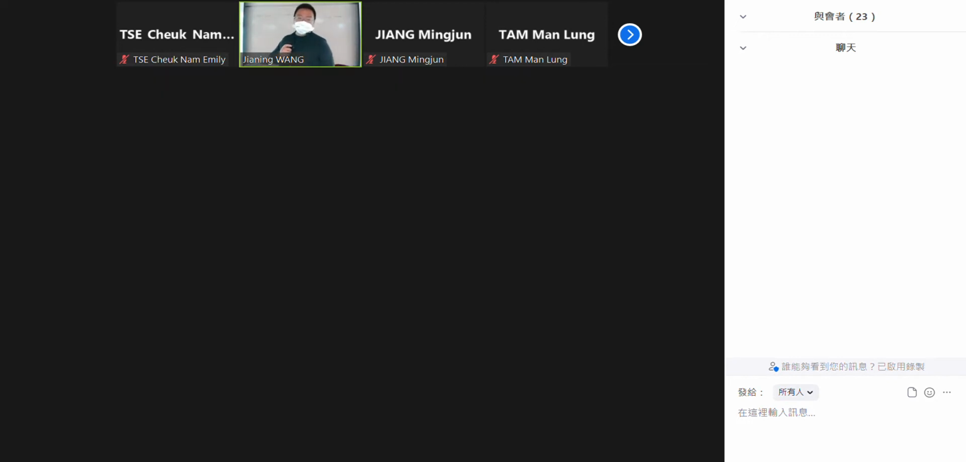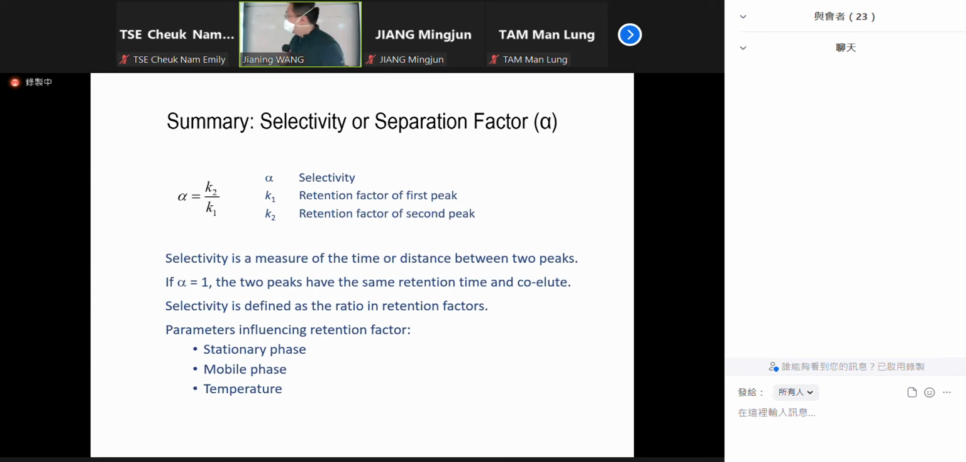So there are some parameters influencing the retention factor: the stationary phase, the mobile phase, and the temperature. I think those three parameters are easy to understand. For example, temperature: the capital K, do you remember? It's CS over CN. It's directly connected with the solubility of one solute. So the solubility is influenced by the temperature. So that's the distribution coefficient.